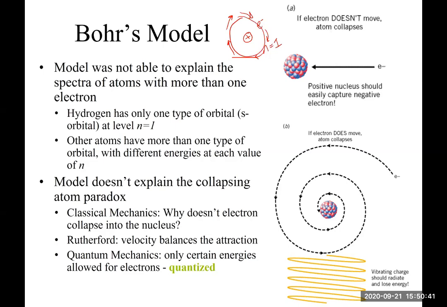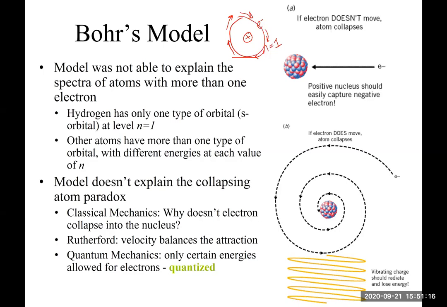And even more so, the model didn't explain the collapsing atom paradox. Classical mechanics, which came before quantum mechanics, this is Newtonian mechanics, classical mechanics. What they believed is that you could calculate any characteristics of a given function at the same time. So classical mechanics could not understand about Bohr's model why the electron didn't collapse into the nucleus, because mathematics told them that's what would happen, that the electron would collapse into the nucleus.